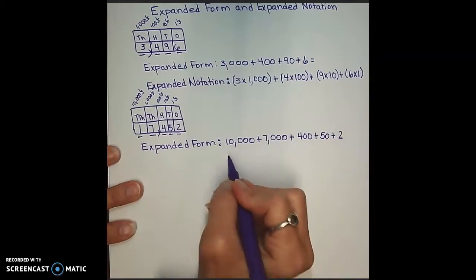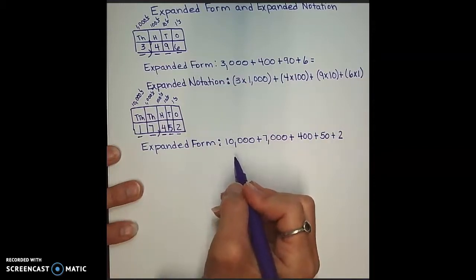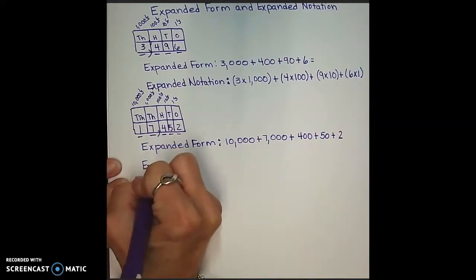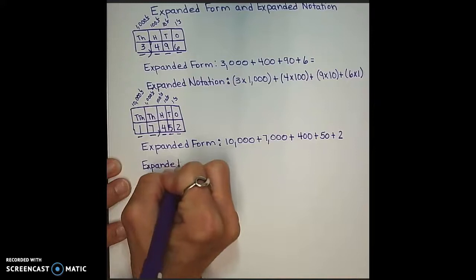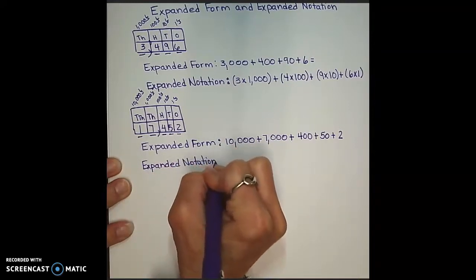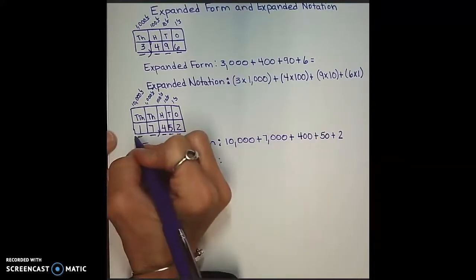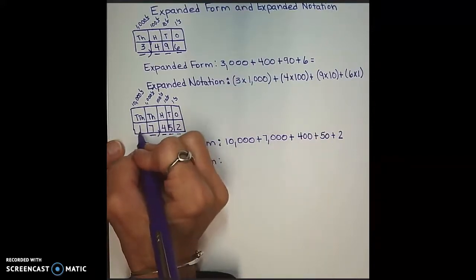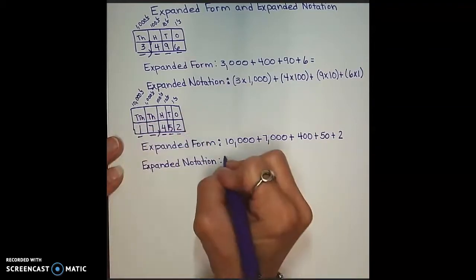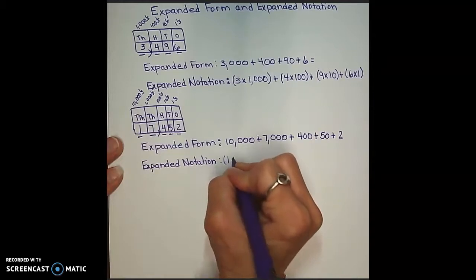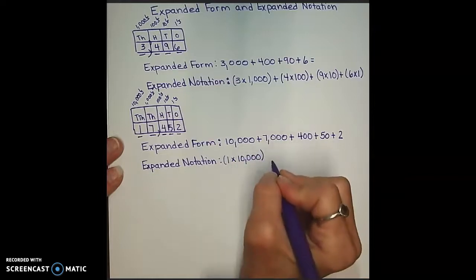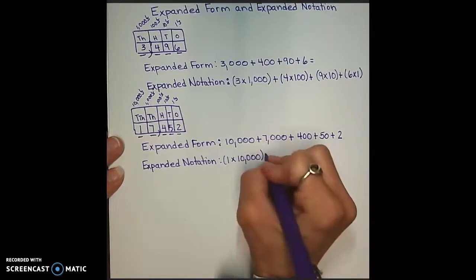So this is how you find expanded form to the 10,000s place. Now let's look at expanded notation. So I start in the greatest place first. So I know that I have one group of 10,000. So I have my parentheses, one group of 10,000. Making sure I'm putting my commas in the correct place for thousands.